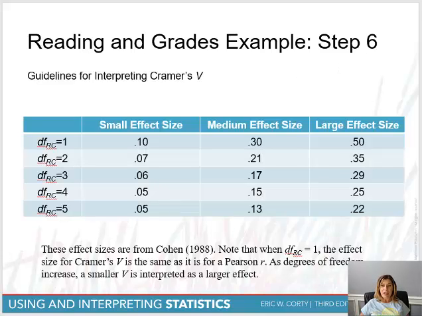So what does that mean? Well, it depends on what your degrees of freedom is. So we only had 1 degree of freedom. A small effect size would be 0.10, a medium would be 0.30, a large would be 0.5. So we would have a small to close to a medium effect size.